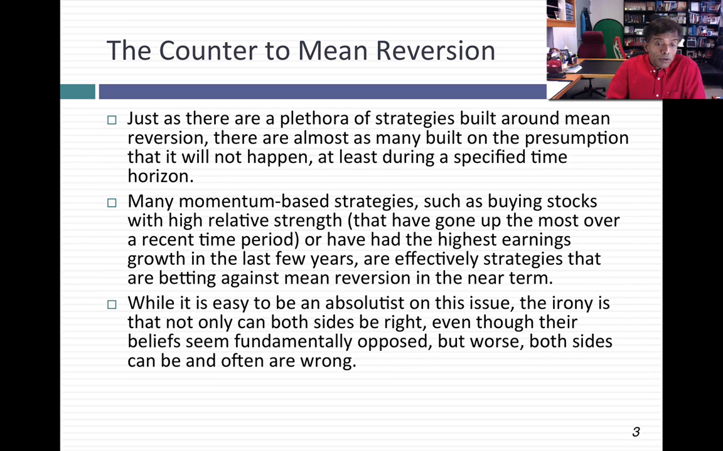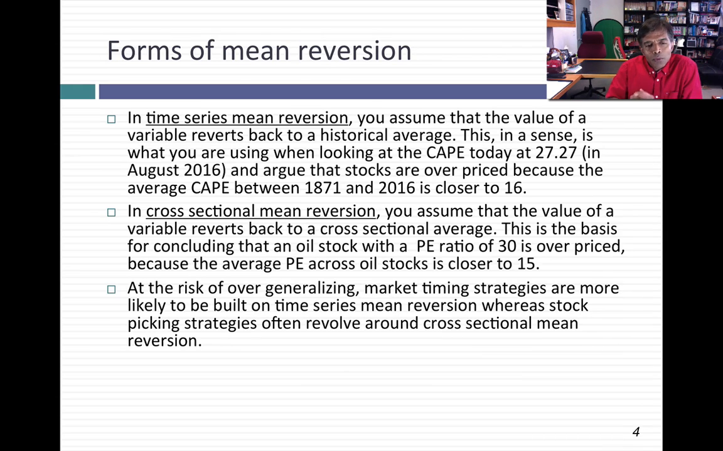Now, can both groups be right? One group believing that things revert back to the mean and the other group believing that things can move away from the mean? Well, the answer is yes, because it depends on your time horizon. Maybe things move towards the mean over 10 years, but not away from the mean over the next year. And worse still, both sides can be wrong. So I want to look at the foundations of mean reversion and what it means. There are two ways in which investors can draw on mean reversion.